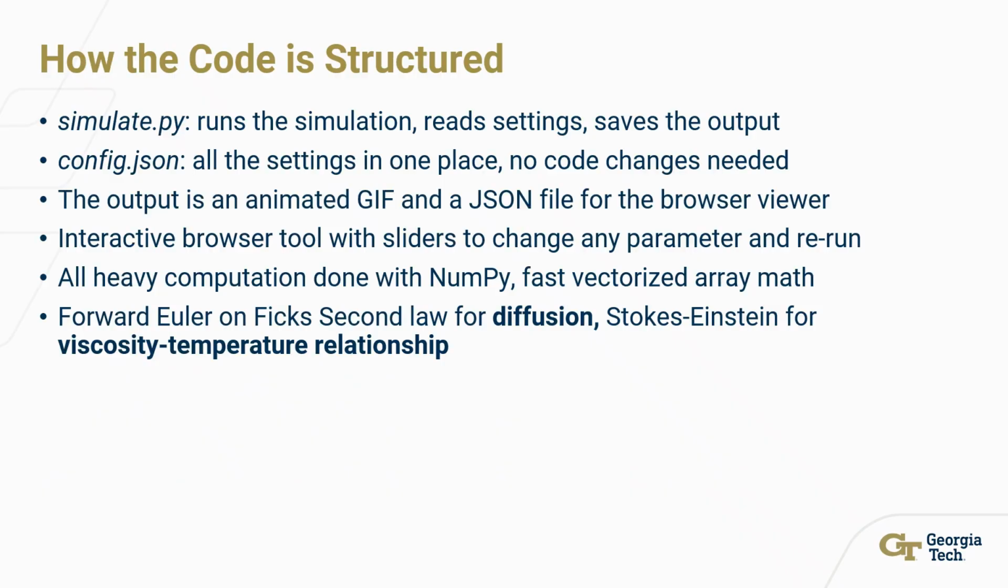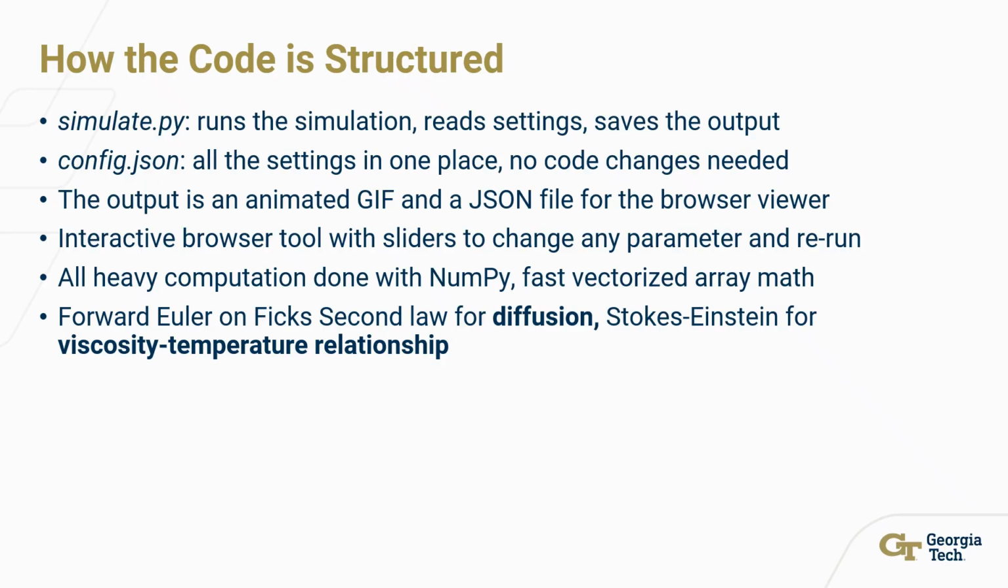So our code is split into two parts. We have the simulate.py file that runs the simulation, reads settings, and saves the output. And we also have a config.json file that has these settings and parameters like temperature, diffusion coefficient, and buoyancy parameters. Once the simulation finishes, the simulate.py file generates a GIF so we can see the actual simulation. And it also generates a raw JSON data file that plugs into an interactive browser tool with sliders so we can tweak any parameter and see how it changes the simulation.